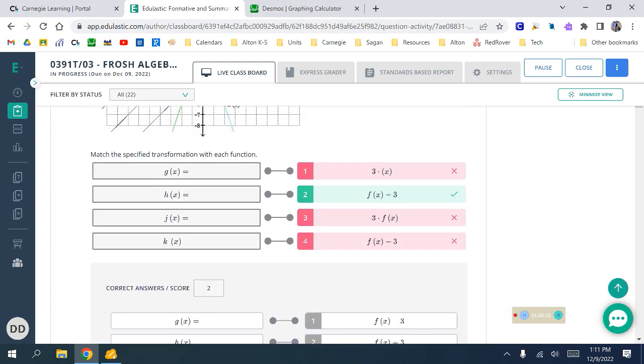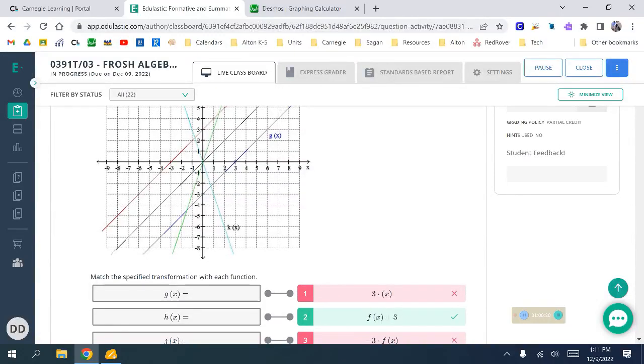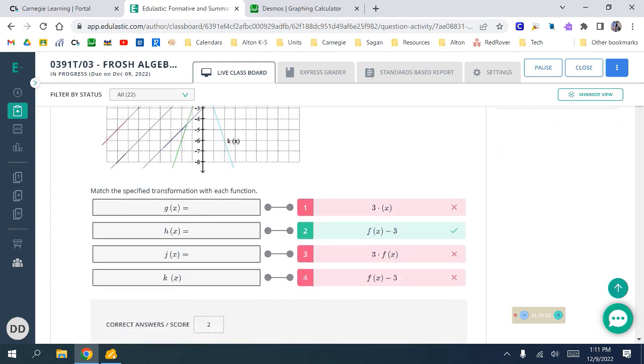There's a minus 3 at the end. The minus 3 at the end took it and moved it down 3 units. That's that g of x that is highlighted right here. You're going to have the same solid question on Monday. Match them up. Let's do a little bit better job of that for sure.